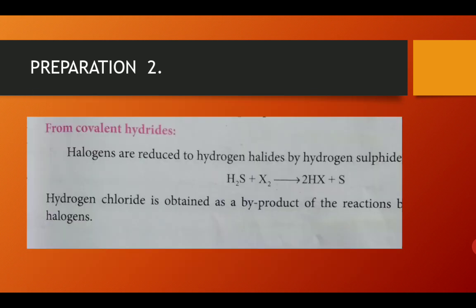The next, from covalent hydrides, how hydrogen halides are prepared. Just see the equation, H2S plus X2 halogen gives 2HX, hydrogen halide, plus sulfur. Here the hydrogen halide is obtained as a byproduct, and we are getting sulfur.